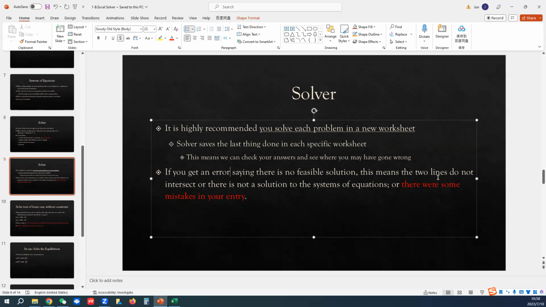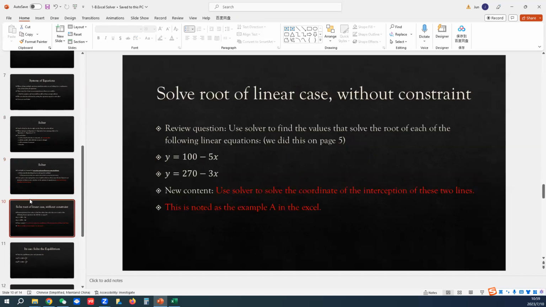Or if you get an error saying there is no feasible solution, there are several possibilities. One means that the 2 lines do not intersect. The other is there is no solution for this system of equations, or more likely, there could be mistakes in our entries. Just need to double check everything, okay? So let's look at this example.